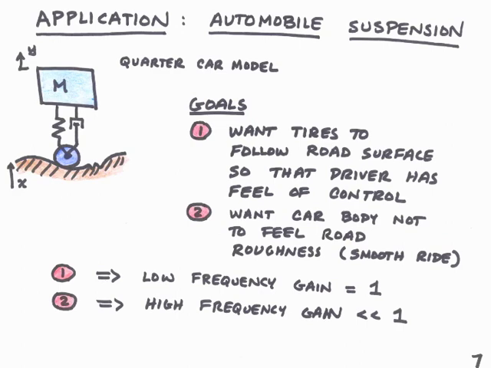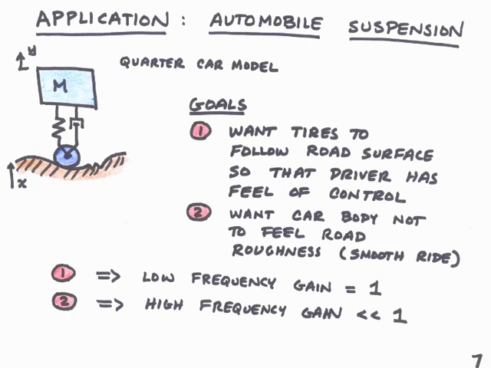Let's now look at an application that has this transfer function, and the application is an automobile suspension. So our mass that's moving, m, is going to be the car body, and x, the displacement input, is going to be the road. And of course, these two are connected by the suspension, which we model as a stiffness and a damper. So in this model, what we want to do is we want the tires to follow the road surface so the driver has a feeling of control. And so what that means at low frequency, we want y to be the same as x.